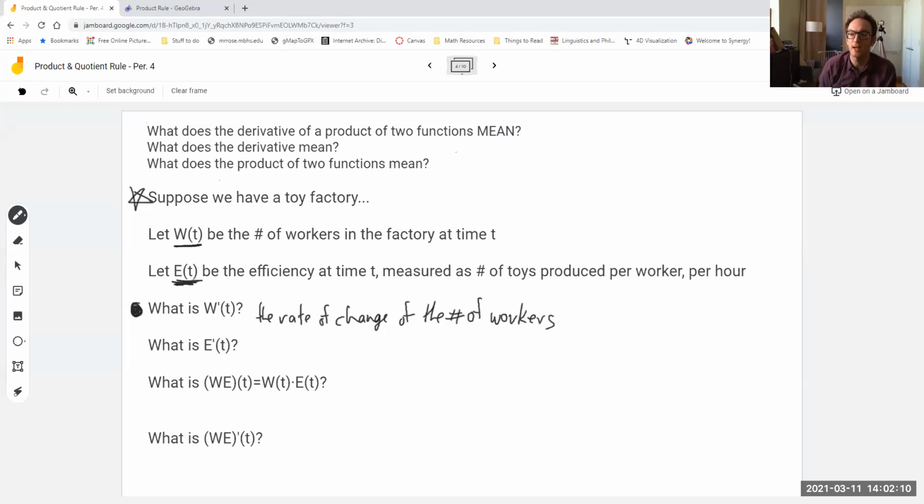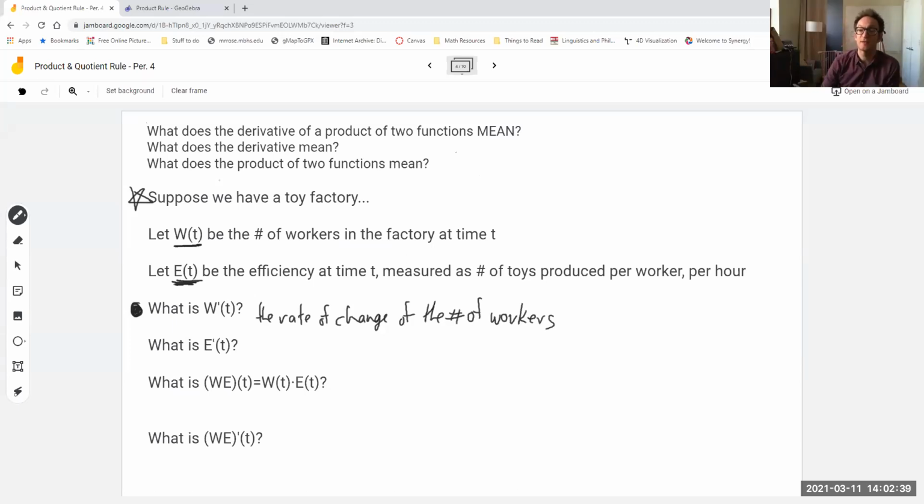But can you speak more casually and more loosely? What is it telling you? Like, what if it's really big? What does that mean? If W prime of t is really big at a certain time, then finish that sentence. There's a big migration of workers in or out of the company. Yeah, specifically in, right?